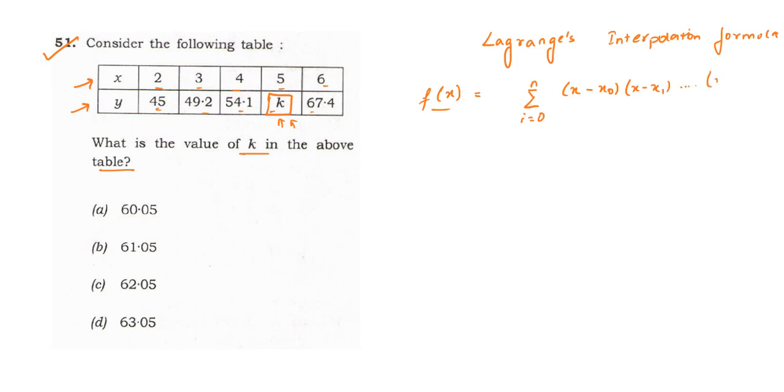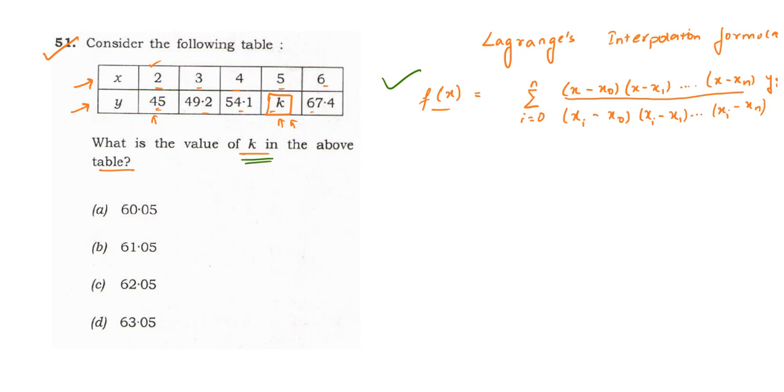It will go on up till x minus xn, the last value, divided by, in the denominator, xi in place of x. So this is xi minus x0, then xi minus x1, and so on till xi minus xn, and lastly we multiply it with the respective value of y according to all the x values. This is the basic Lagrange interpolation formula. So let us apply this formula in our question to find the value of k.